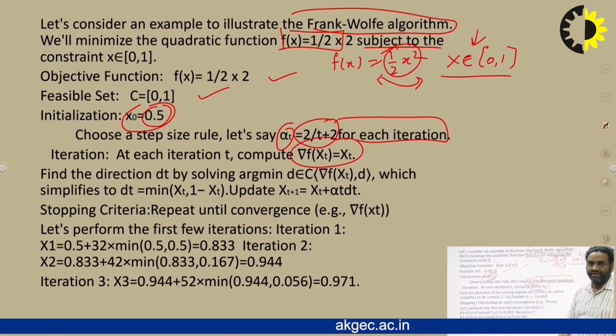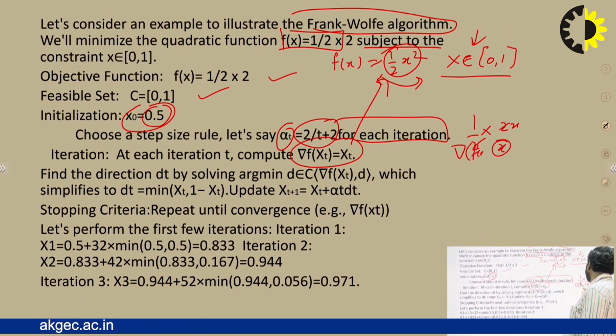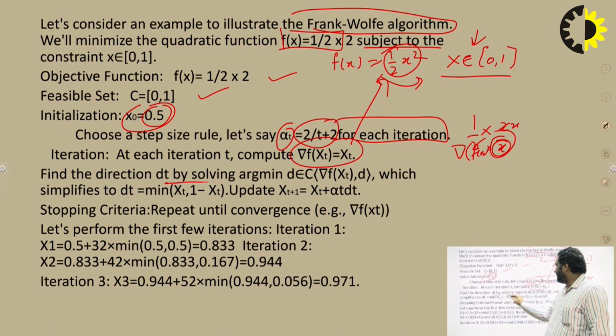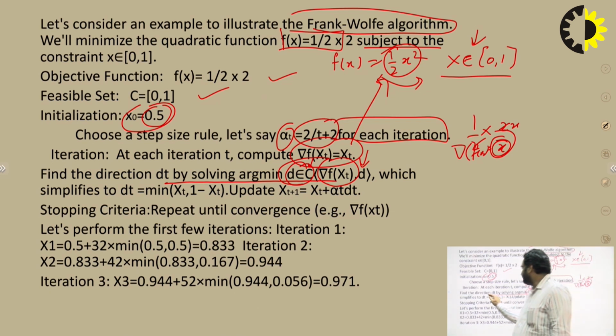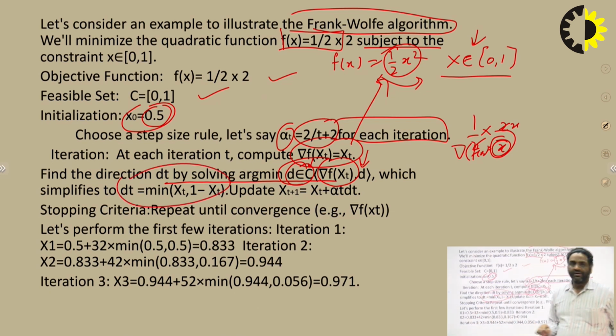First we need to differentiate it. If we differentiate this, what will it be? 2x by 2, so we can say x is our gradient. Gradient of f(x) will be equal to x. Find the direction dt by solving the linear minimization over this domain, which remains under C, or we can say the convex set. So this is the gradient of f(x) times d, which minimizes dt to the minimum value. This is how we can find the minimum of the given function.